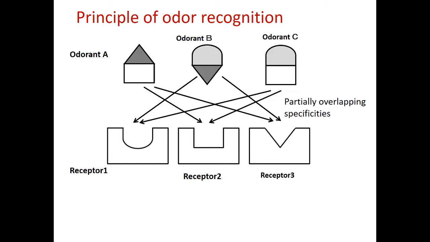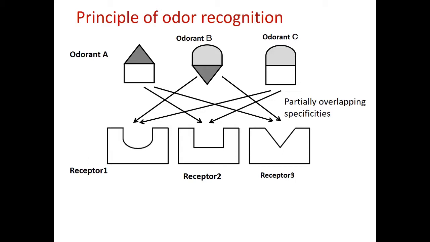These are olfactory receptors. Actually, there are receptor 1, receptor 2, and receptor 3. Each can recognize the shape of the molecules, not completely, but partially. For example, receptor 1 recognizes this half-circle shape, receptor 2 recognizes this rectangular shape, and receptor 3 recognizes this triangle shape. So receptor 1 responds to odorant B and odorant C. Receptor 2 responds to odorant A and odorant C. And receptor 3 responds to odorant A and odorant B. So each receptor responds to multiple odorant molecules.